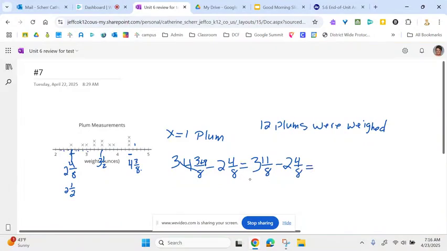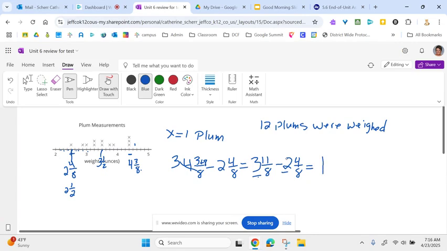And the difference between the plum that weighs the least compared to the plum that weighs the most, well, 3 minus 2 is 1. 11 minus 4 is 7. It is 1 and 7/8 ounces. I hope this helps for this question on the test.